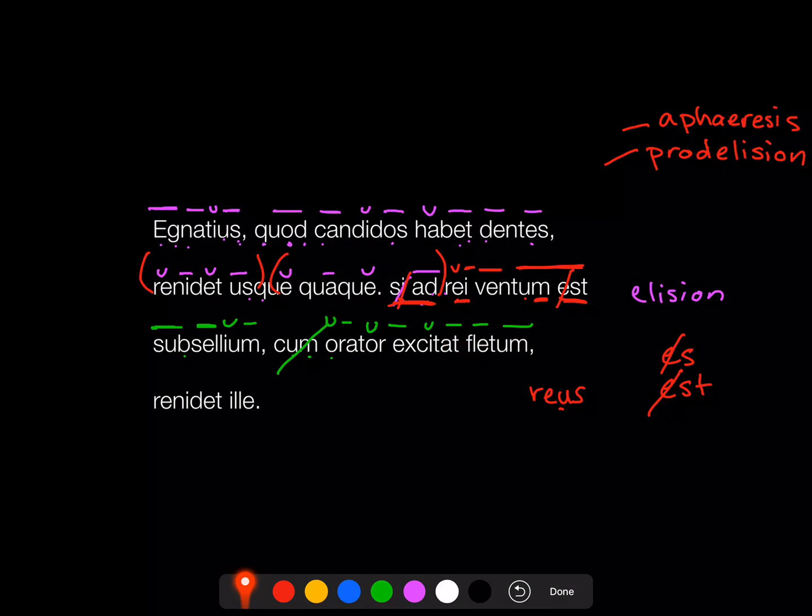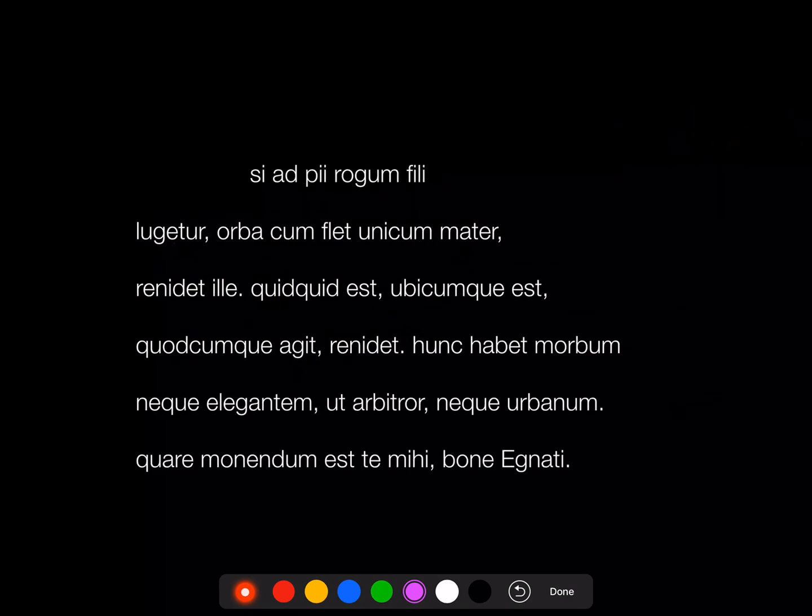Okay, so that's an example of three lines of choliambics. Now, I didn't put the rest of this line here, but renidet ille, okay, because that's where the sentence ends. And then if we go to the next page, we had renidet ille.